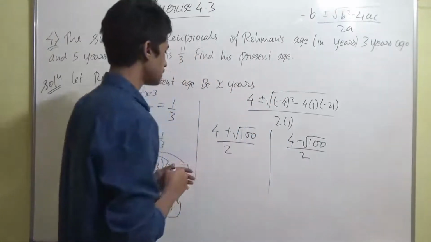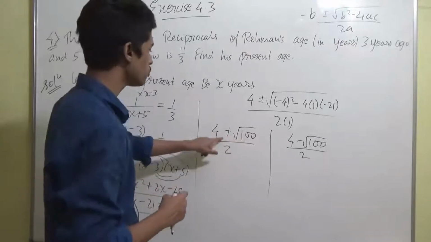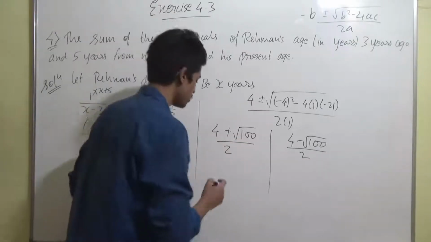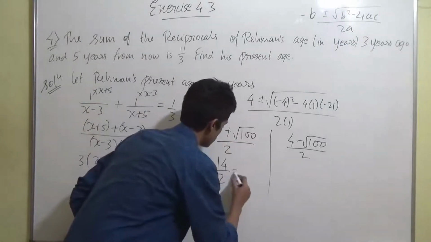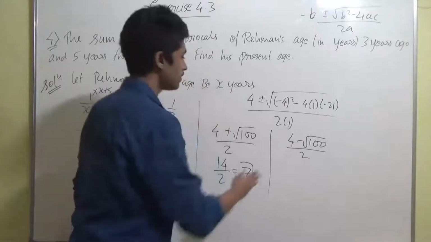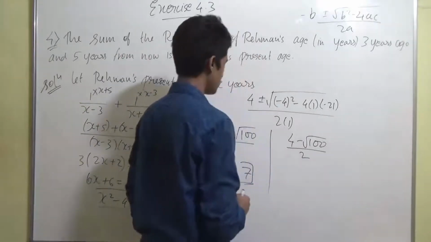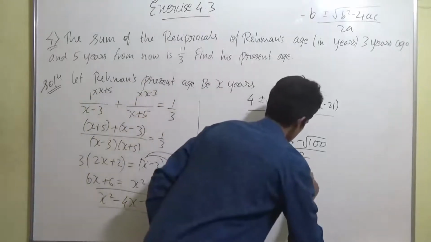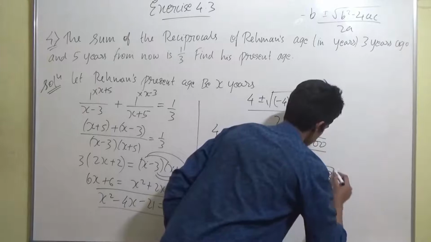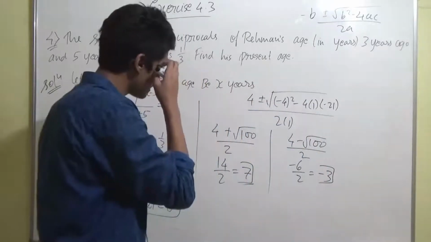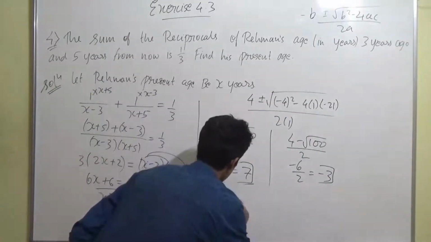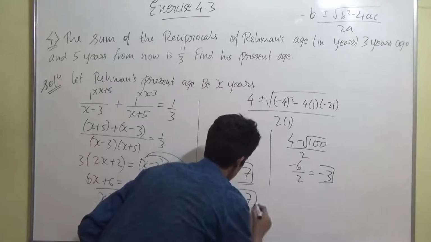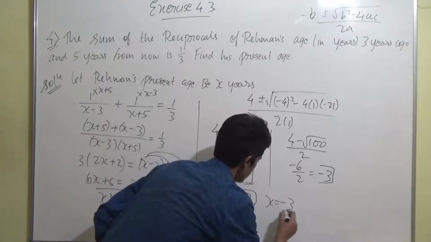So this will become what, guys? Root of 100 is 10. So 4 plus 10 by 2, that is 14 by 2. Getting it? It will become equal to 7. And this will become 4 minus 10 by 2, that is minus 6 by 2, that is nothing but equal to minus 3. This is 7. Getting it? So finally we'll write x equal to 7 and x equal to minus 3.